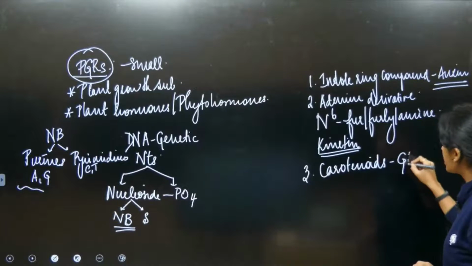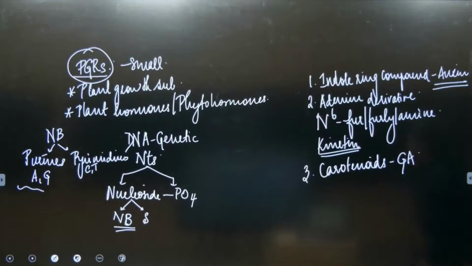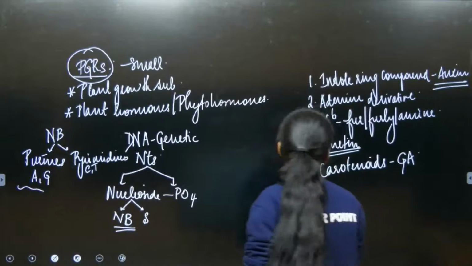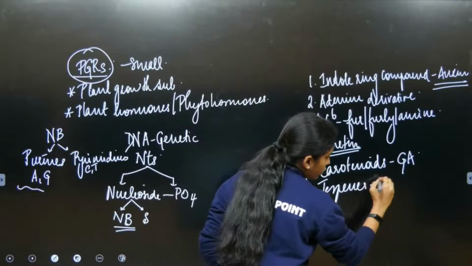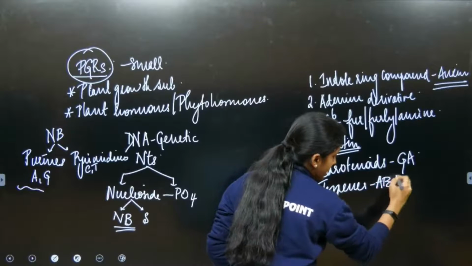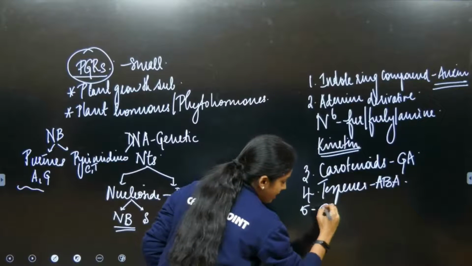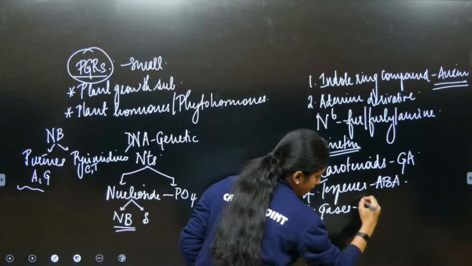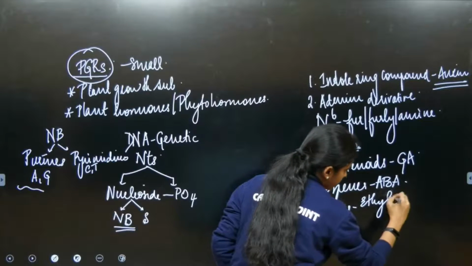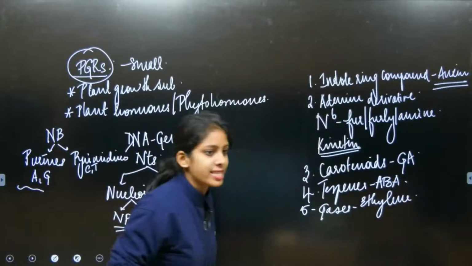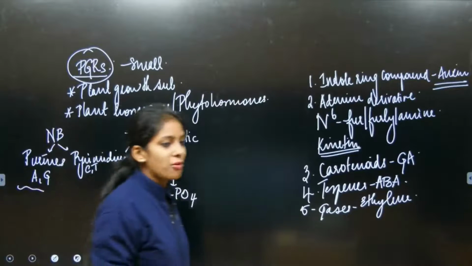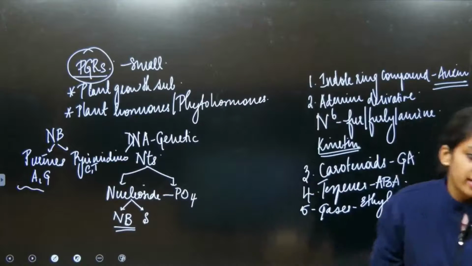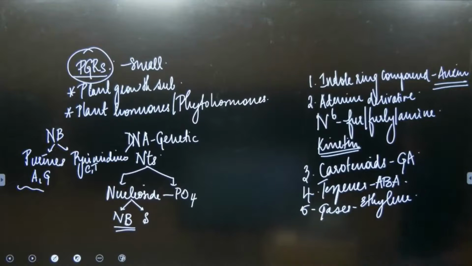So your carotenoids are your pigments, they are your gibberellic acid. Then you have terpene containing, so that is your abscisic acid, and finally gases, that is your ethylene. Yes, is it done? Yes, Vishal, now you understood? Yes? Clear?